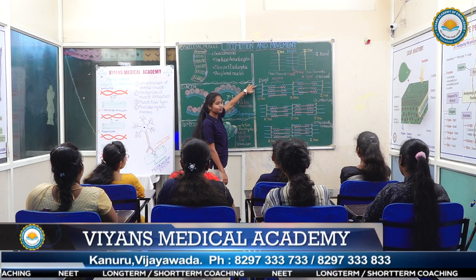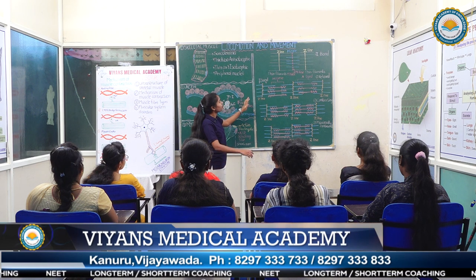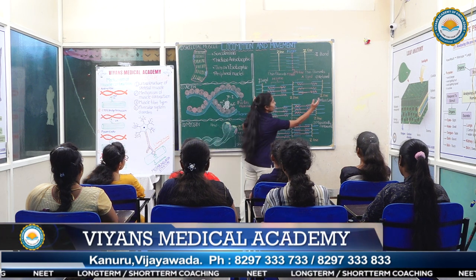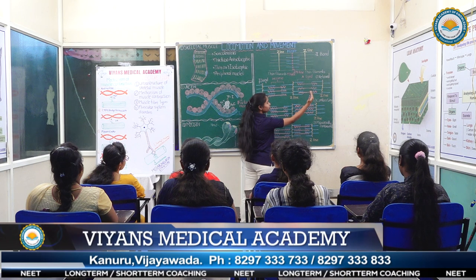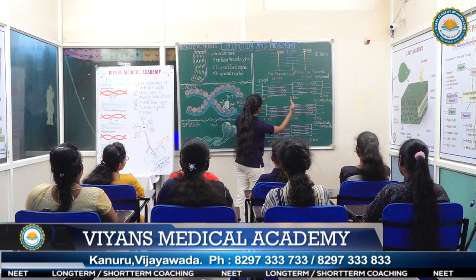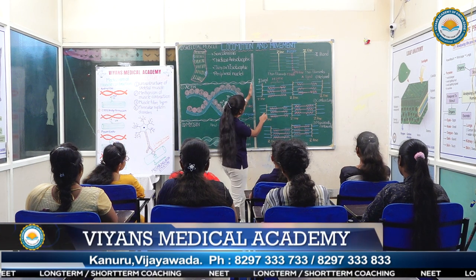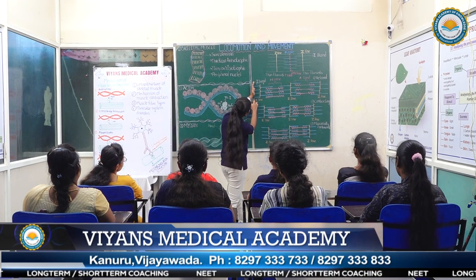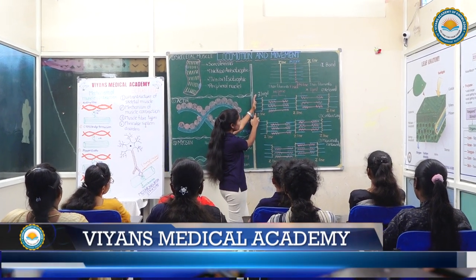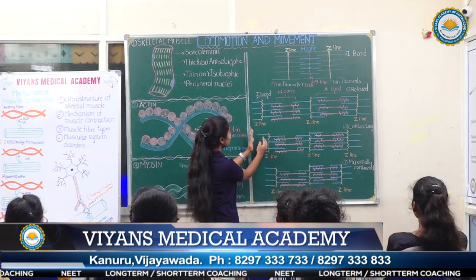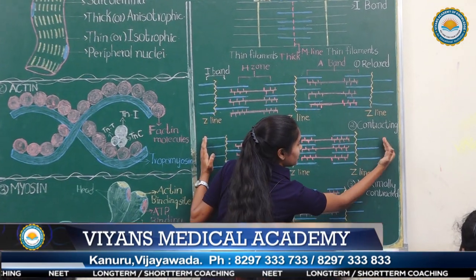The blue lines mean thin filaments. The thin filaments from both sides, this side and this side, come closer. Identify the second diagram. This is the starting point of the thin filament. But in this second diagram, the thin filaments come closer.